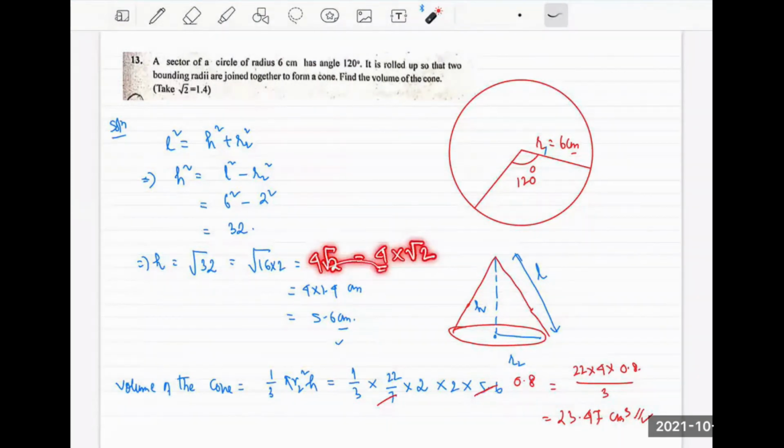The 4 is here. Instead of root 2, we are writing 1.4 because the question gives it here. Root 2 is given as 1.4. That's why root 2 is written as 1.4, and 4 is written as 4. So when you multiply them, we get 5.6.